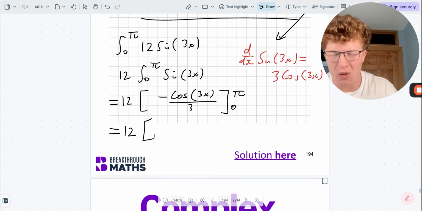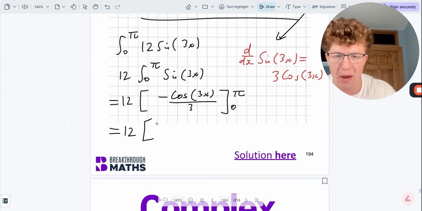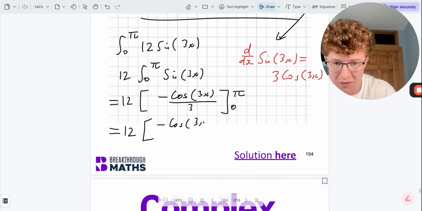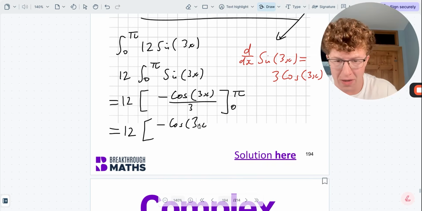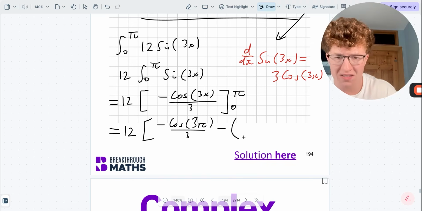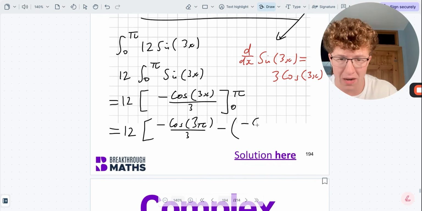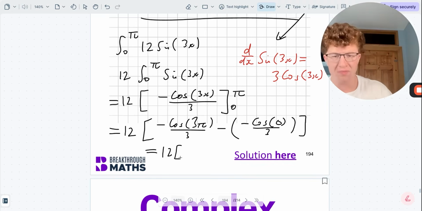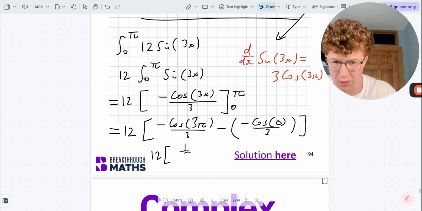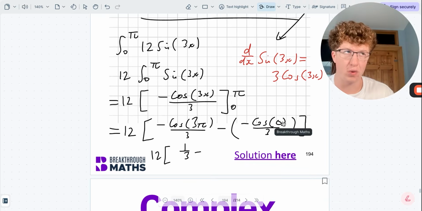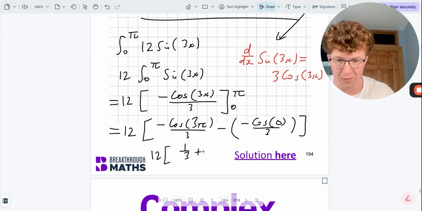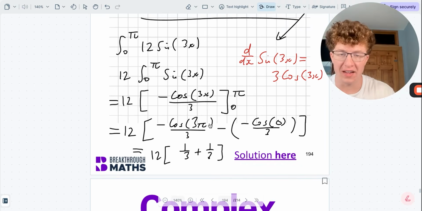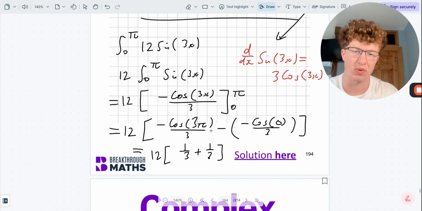That's equal to 12 times... now we're going to fill in the bounds. We always fill in the top bound first. So it's minus cos of 3 pi divided by 3, minus, then we're filling in the bottom bound, minus cos of 0 divided by 3. Now just fill that into your calculator. You should get 12 times cos of 3 pi, 1 over 3, minus the cosine of 0 is 1, that's going to be plus 1 over 3. So when you fill this into your calculator, you should get 12 times 1 over 3 times 1 over 3.